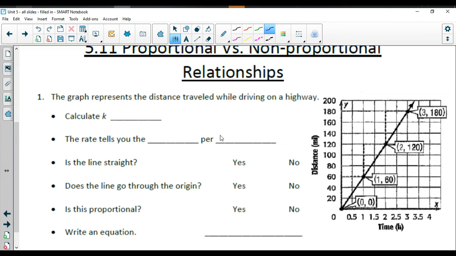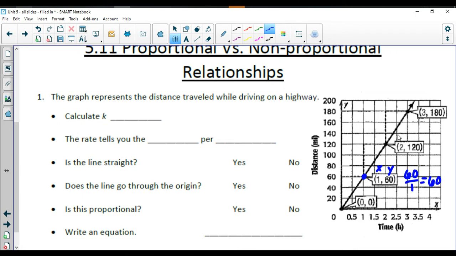To calculate k, we're going to pick a couple different points and do the y divided by the x. When we look at the first one, I'm going to skip the 0, 0 point because that's not going to get me anywhere. But if I look at this first one right here, my y value is 60, my x value is 1. So doing 60 divided by 1, I get 60.